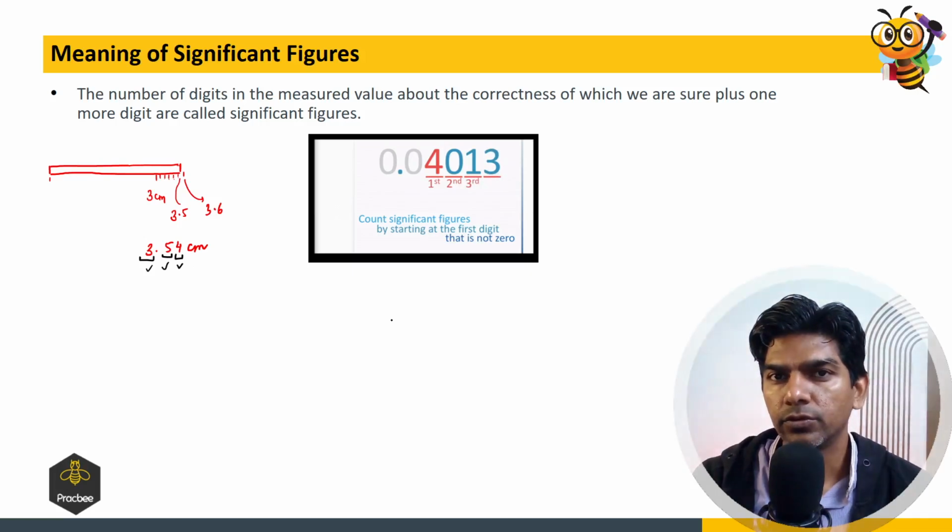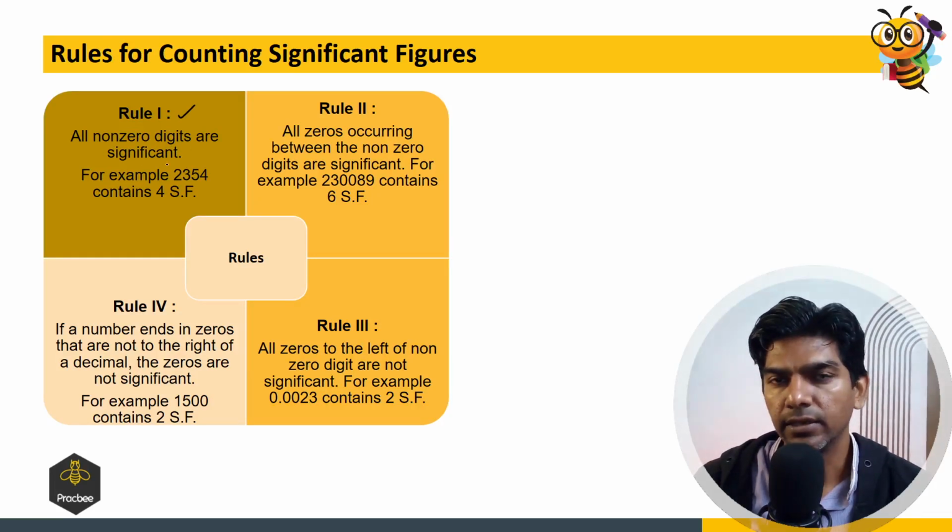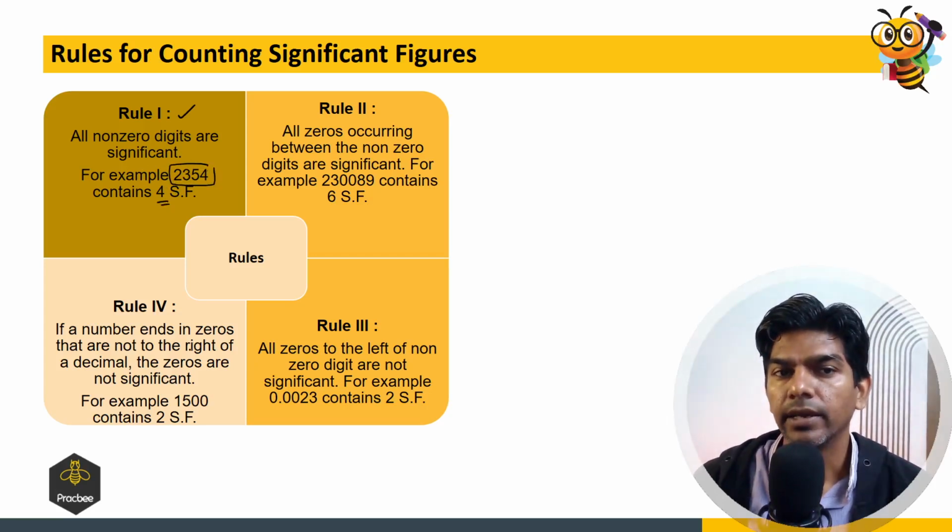Now let us see some of the rules that we have to keep in mind while finding the number of significant figures. The first rule is all non-zero digits are significant. So if I'm writing 2, 3, 5, 4, then there will be 4 significant figures. And the second rule is all zeros occurring between the non-zero digits are significant. So if I'm writing 2, 3, 0, 0, 8, 9, it will have 6 significant figures. So I'm counting those zeros.